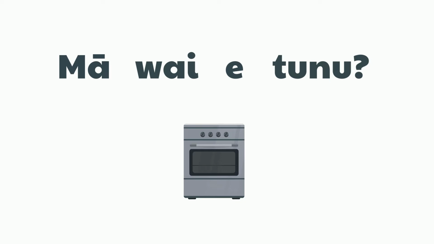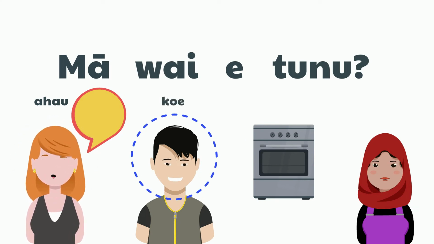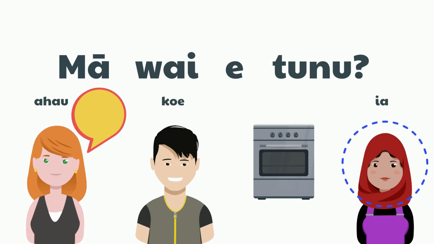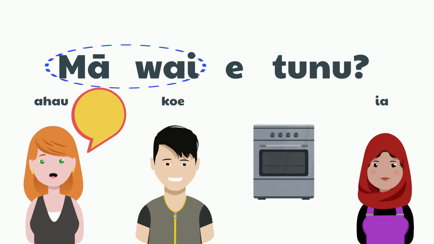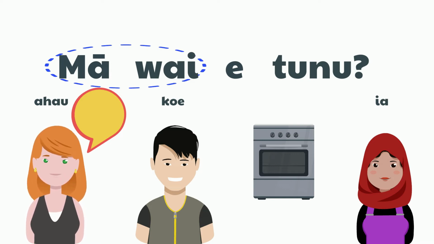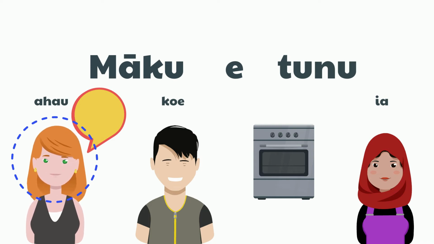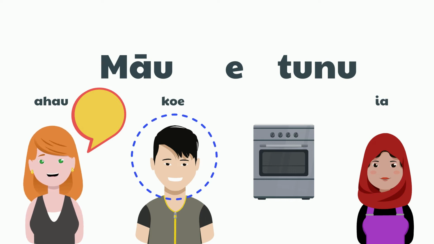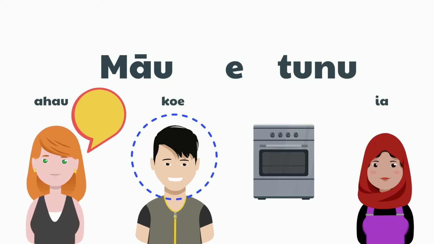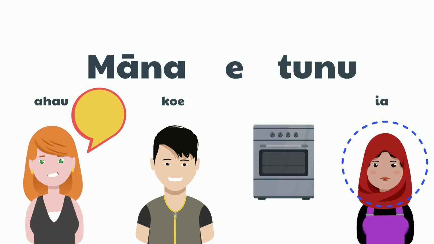To answer, if the agent is au, me, koe, you, or ia, him, her, we have to change the words mā wai like this. Māku e tunu. I will cook. Māu e tunu. You will cook. Māna e tunu. He or she will cook.